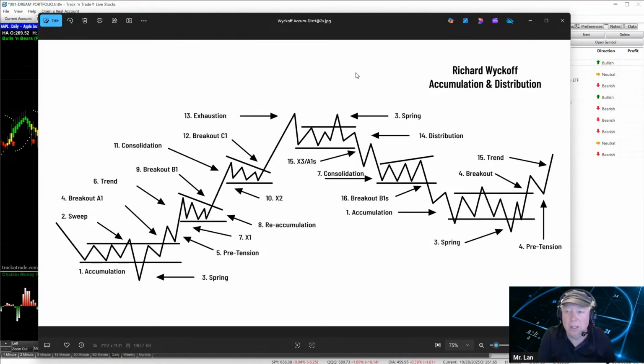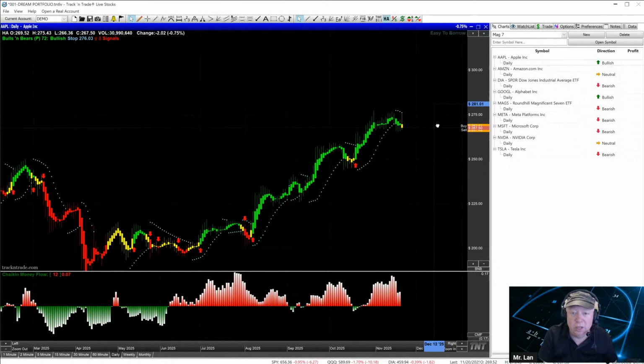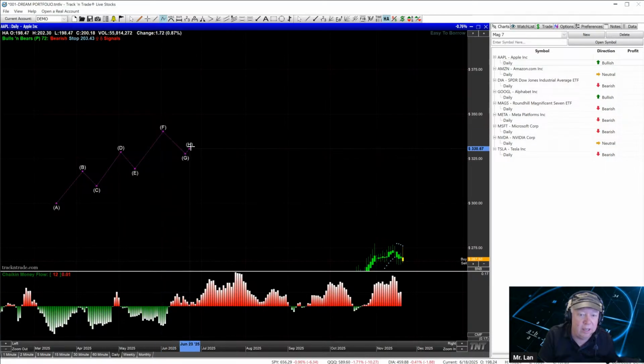Let me go draw you a little picture of this. All right. So I'm going to draw you what happens. I'm going to just use Track and Trade as a drawing tool. So what happens is you have a market that makes these little moves in the market. Let's just draw it like this. So it goes up and down and up and down, up and down like this, right? So we get a little pattern like this.